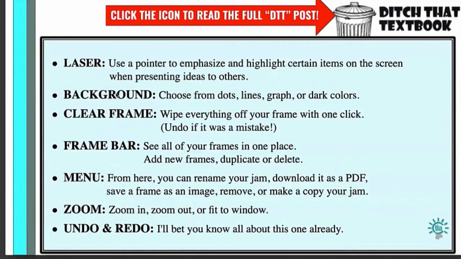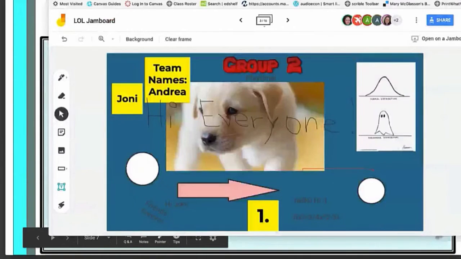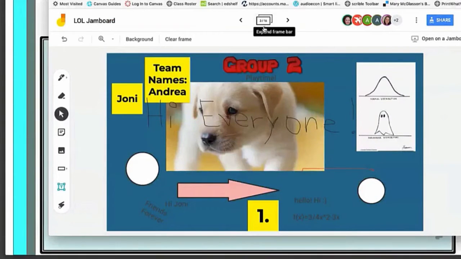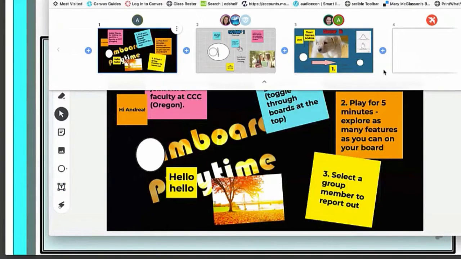Laser, you changed backgrounds. This frame bar, that's where you can, let me jump. Jen showed me this earlier. I just didn't know that's what it was called. If I'm back in Jamboard and that little icon at the top where you toggle back and forth, you can expand it and it shows there's the first jam, but if you do that drop down, you can kind of see the jams right there.